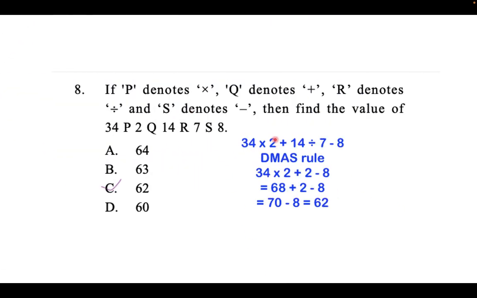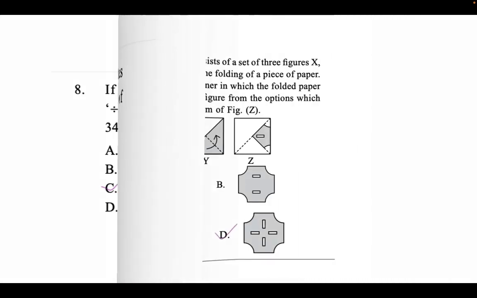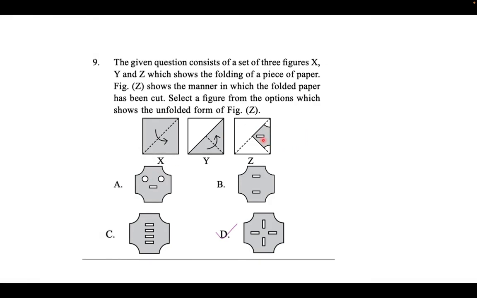Here we replace the letters with the symbols they denote and solve it according to the DMAS rule. We get the answer as 62, which is option C. Here there is one rectangle on one of the sides. When we unfold it, we will get 4 rectangles on each of the sides. Here the corners are cut for both the sides, so the other 2 sides will also be cut.